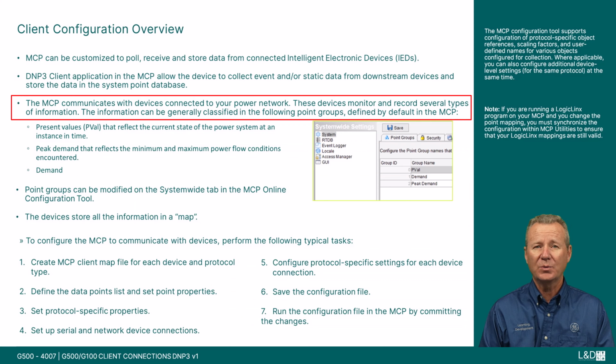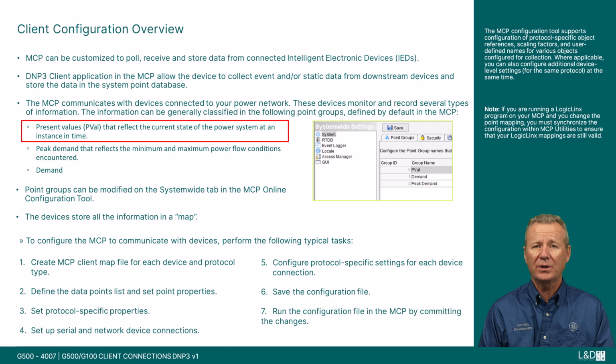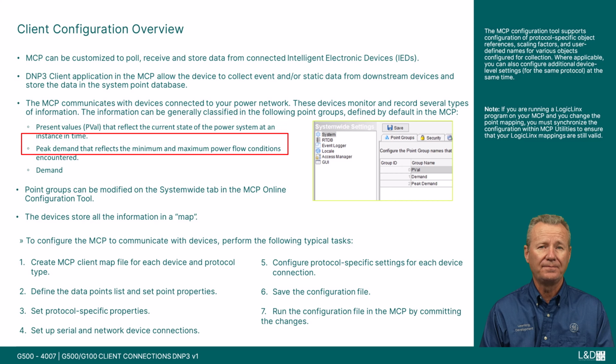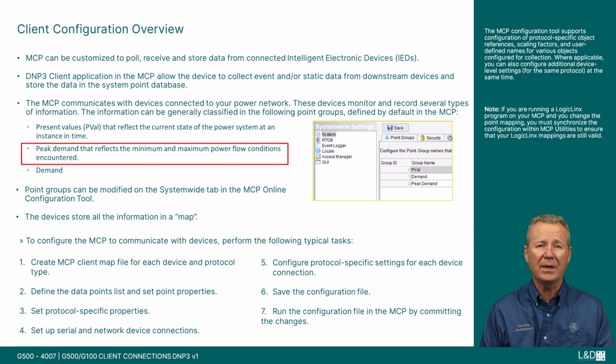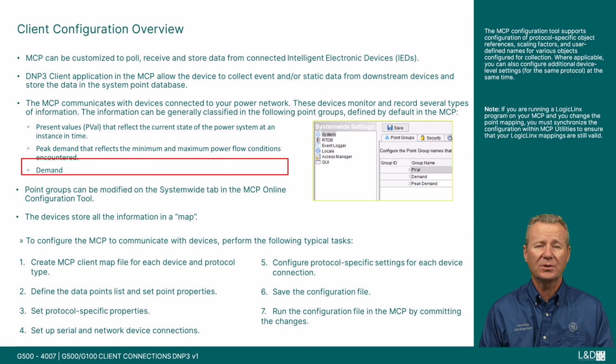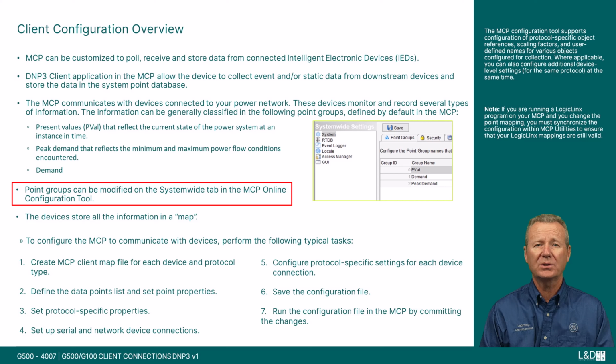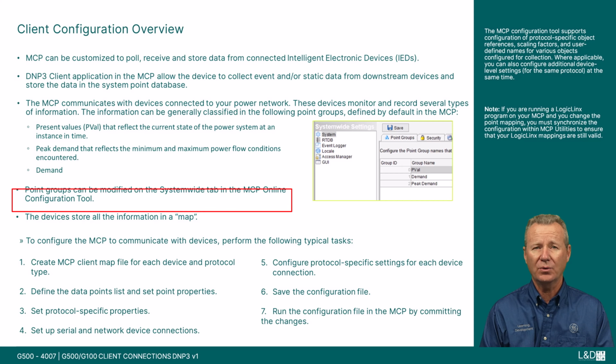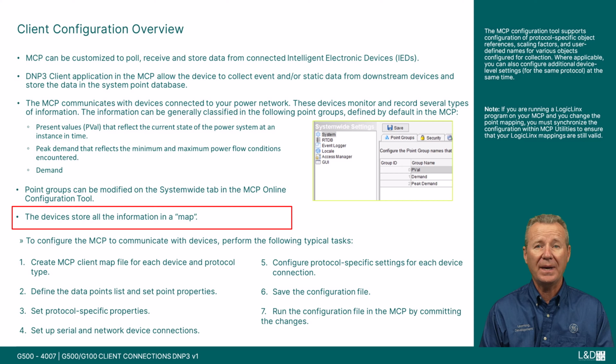The MCP communicates with your devices connected to your power network. These devices monitor and record several types of information. The information can be generally classified in the following point groups, defined by default in the MCP. Present values, P-val, that reflect the current state of the power system in an instance in time. Peak demand that reflects the minimum and maximum power flow conditions encountered. Demand. Point groups can be modified on the System-Wide tab in the MCP Online Configuration tool. The devices store all the information in a map. Refer to the device manufacturer's manual for a list and description of all the data points available from a device.